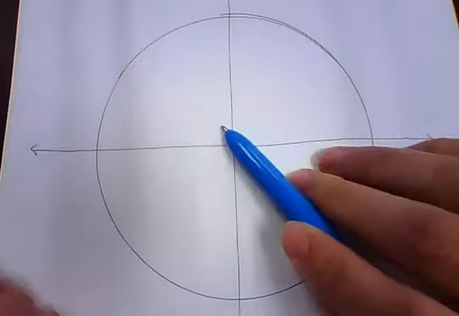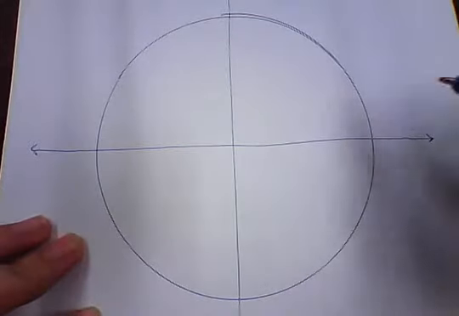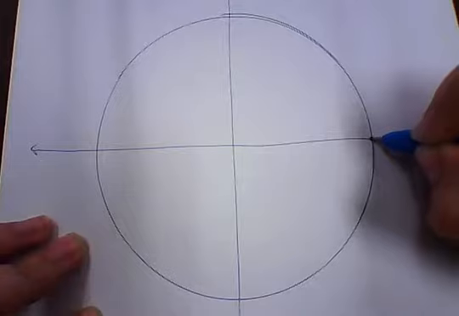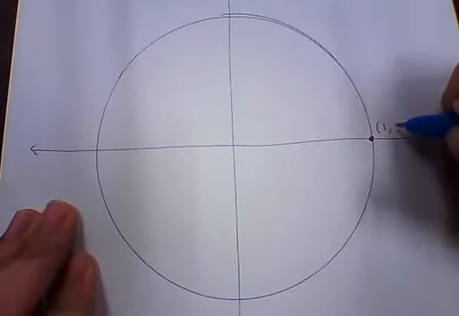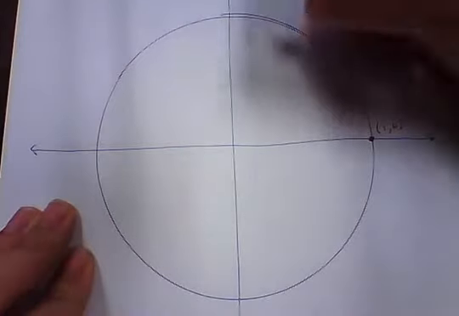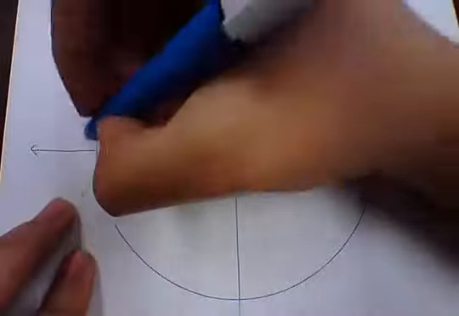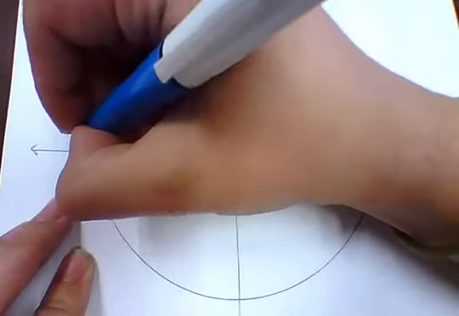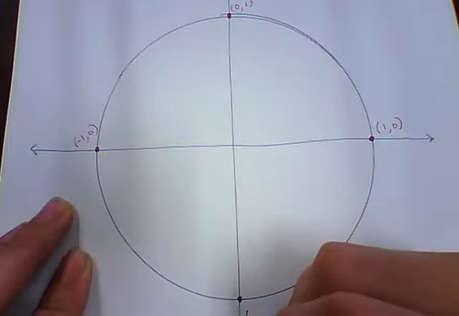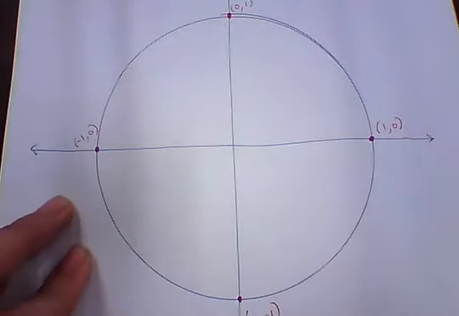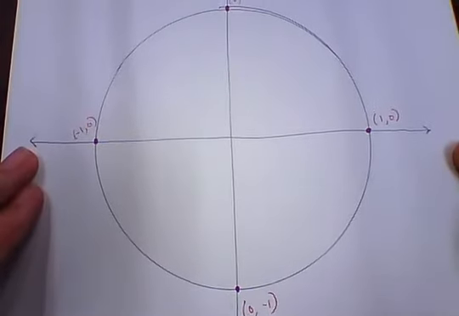So when we throw it on the coordinate plane and we center it at 0, 0, we know that this point, if we just use our basic knowledge of a coordinate plane, has to be 1, 0. This point has to be 0, 1. Over here we must have negative 1, 0, and lastly we must have 0, negative 1. Nothing new there. That's just the basics of a coordinate plane.